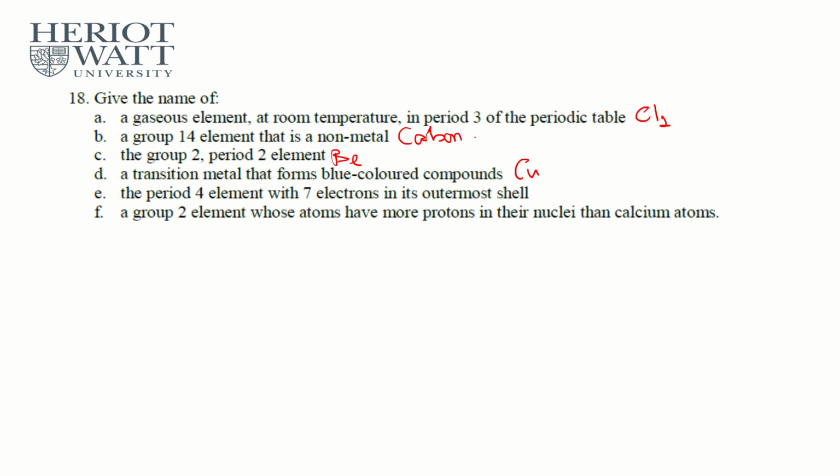The period 4 element with 7 electrons in its outermost shell. Period 4, 7 electrons means group 17, so it's bromine.